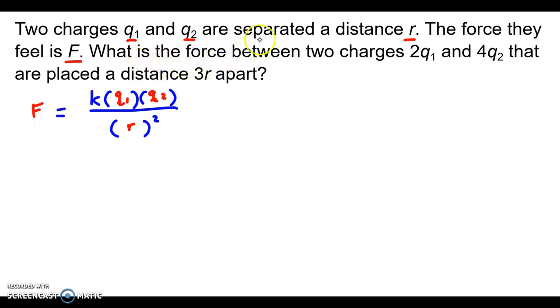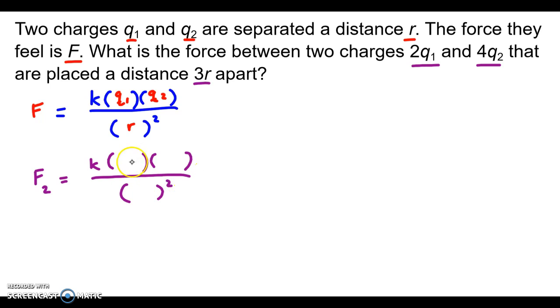Okay, so there's some new force we're going to talk about here. I'll call that F2. What is the force between two charges, 2q1 and 4q2, that are placed a distance 3r apart? Well, I need to write Coulomb's law again. Now the values here are different. That charge is not the same as what it was before. It's twice the original value, 2q1.